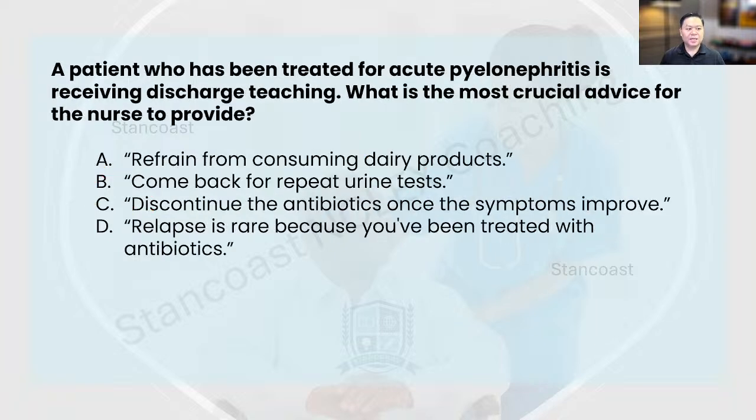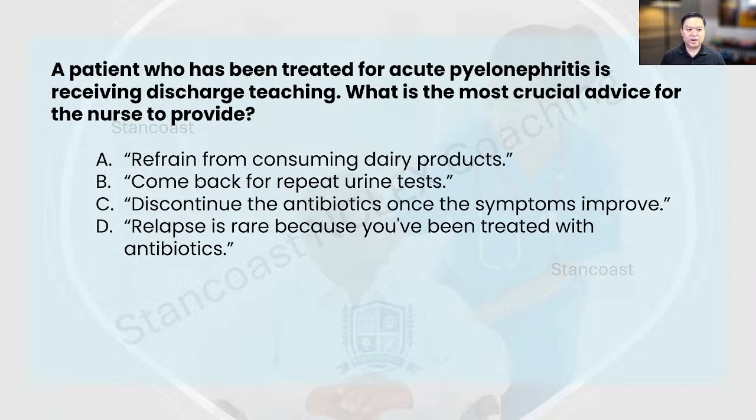All right. Now let's move forward to question number 4. A patient admitted with acute pyelonephritis is scheduled to begin antibiotic treatment. So which symptom is the nurse likely to observe? Is it A, refrain from consuming dairy products, or B, come back for repeat urine tests, or is it C, discontinue the antibiotics once the symptoms improve, or D, relapse is rare because you've been treated with antibiotics?